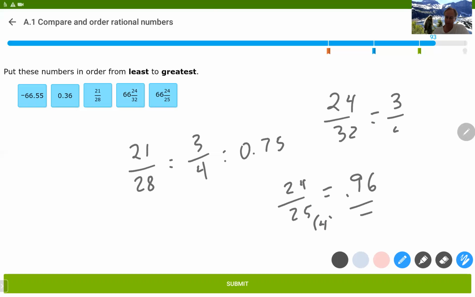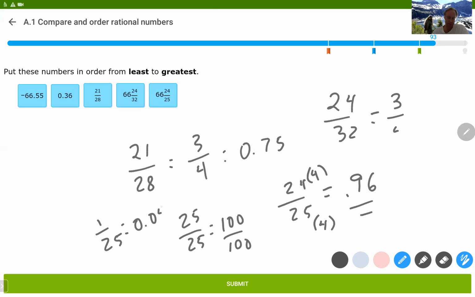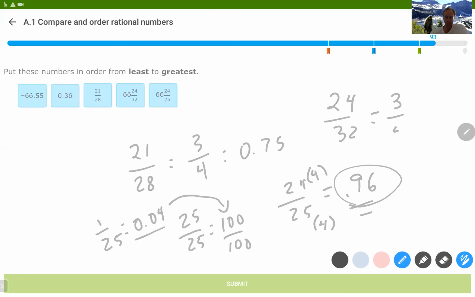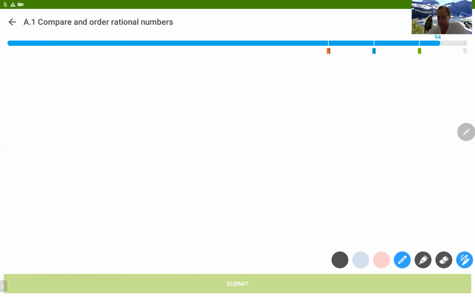I actually didn't multiply by 4, but I could have. I got 0.96. I kind of reversed this. Sorry, 25 out of 25 is equal to 100 100ths. So what I did is I took 1/25, which is 0.04, that's 4 cents, and I took it away from the 100 and got the 0.96. So there it is. Do I have any more?